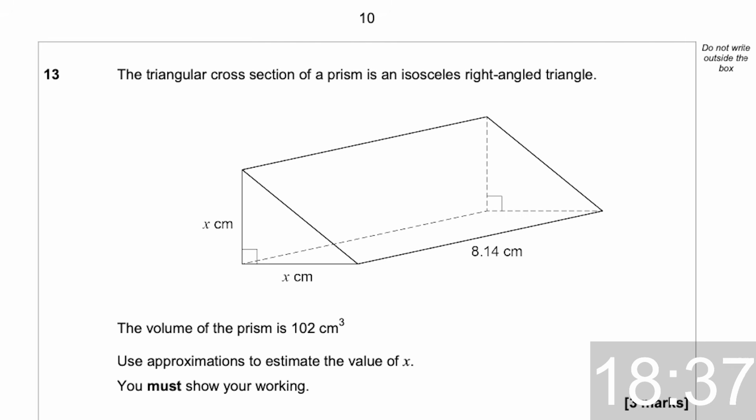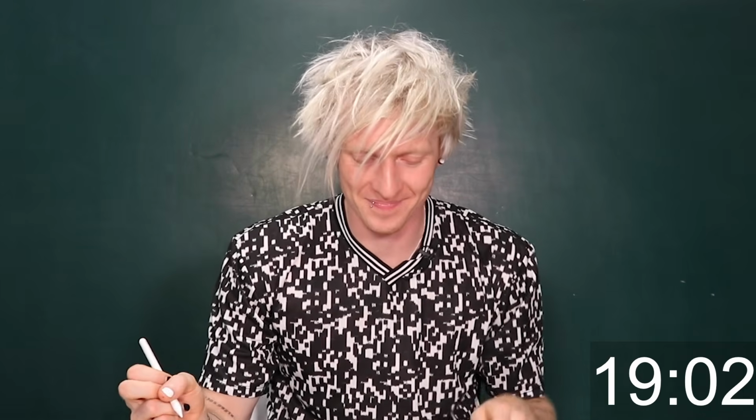Okay, question 13. The triangular cross-section of a prism is an isosceles right-angled triangle. Great. The volume is this. Use approximations to estimate the value of x. Oh, I don't know if I know the volume of a prism. All right, figure this out. Okay, so the volume of a prism is going to be the cross-sectional area, so the area of the triangle, multiplied by the height. So let's figure out the area of the triangle, right?